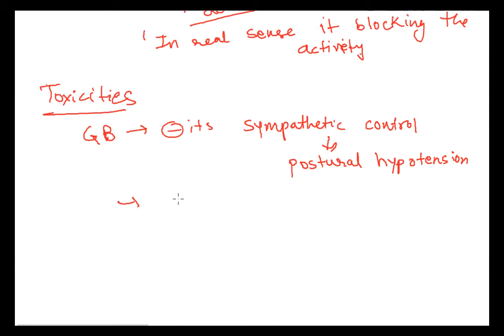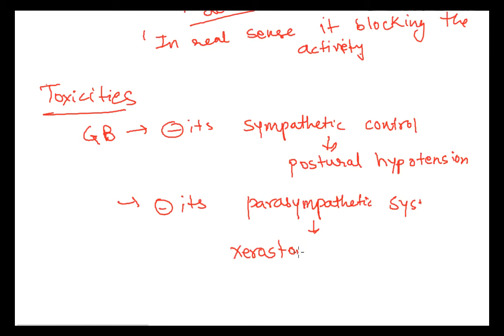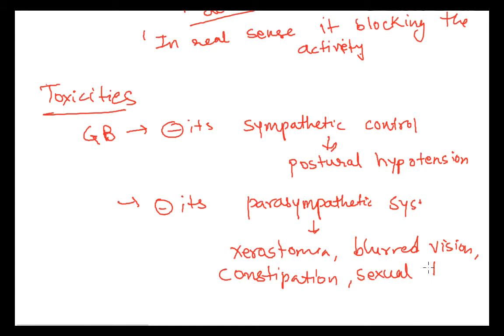Because it's blocking the parasympathetic system, it causes xerostomia, that is dryness of mouth, and blurred vision, so mostly atropine-like side effects, along with constipation and sexual dysfunction. Now let's move to neuromuscular blockers.